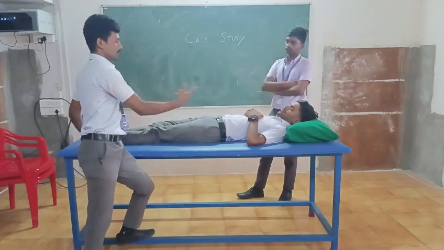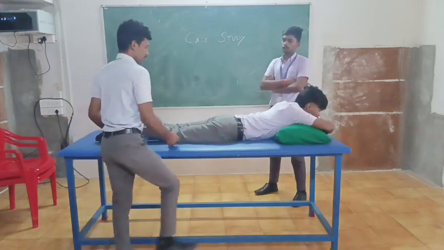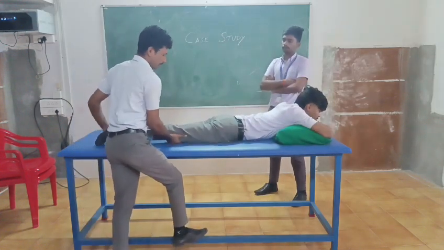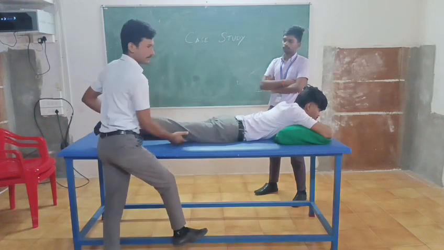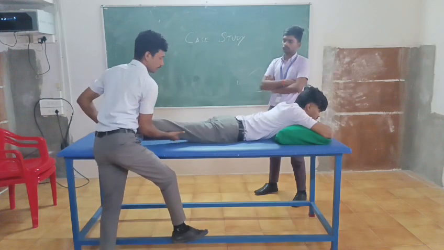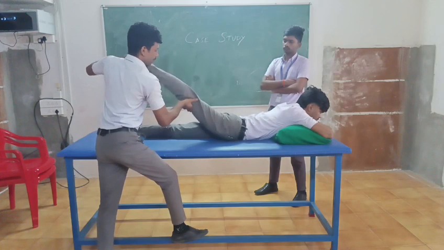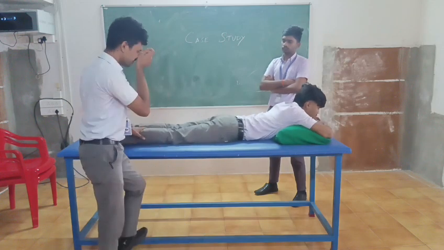So for hip extension, go for prone. For hip extension, we want to place one hand under the knee and one hand on the ankle like this, and we do extension like this. Okay, do like this. Yes, so fine.